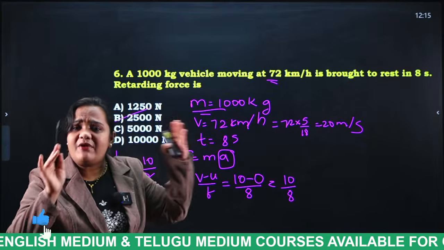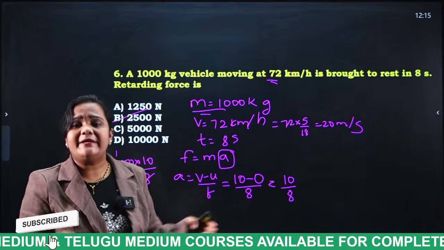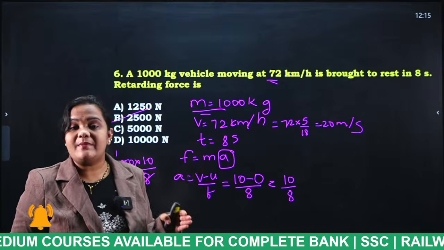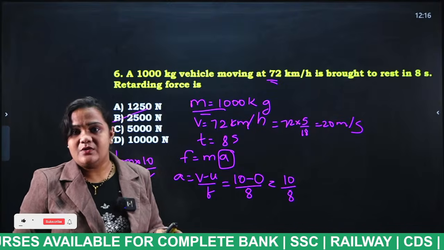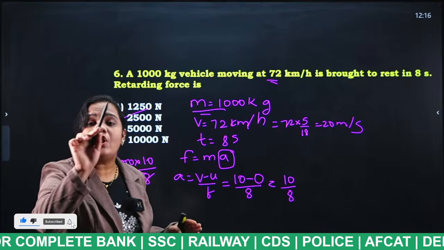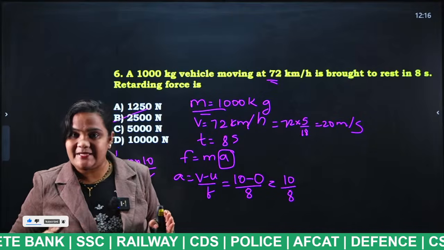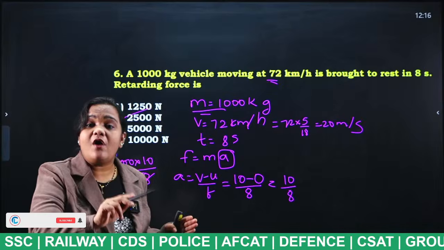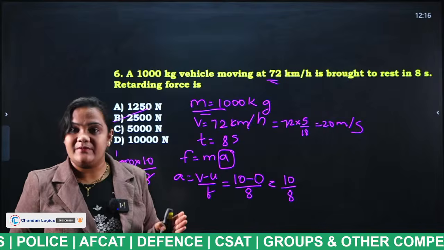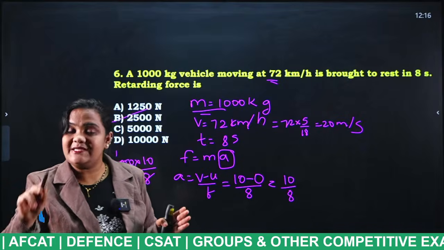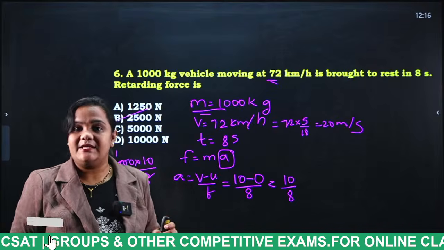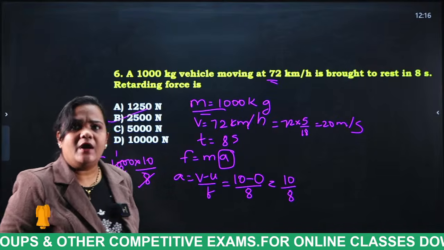So if the force is given, we all know that as per Newton's second law, force is nothing but mass into acceleration. How to find the acceleration, students? Acceleration is nothing but final velocity minus initial velocity by time. Rate of change of velocity is acceleration. Rate of change of speed is velocity. So know that difference.